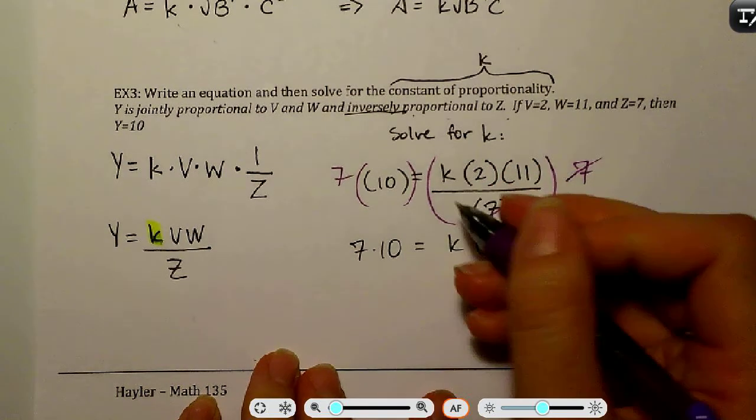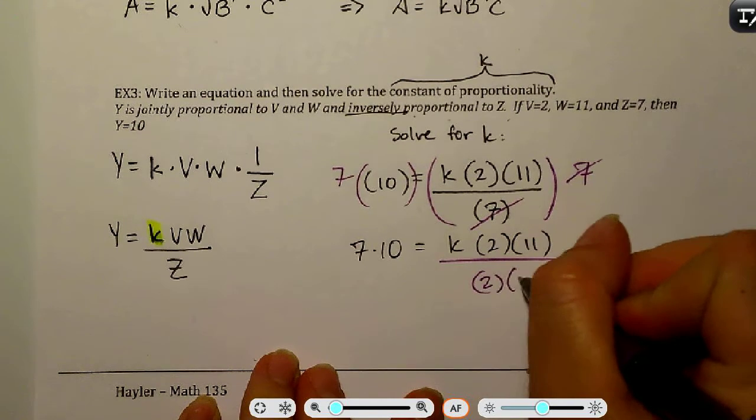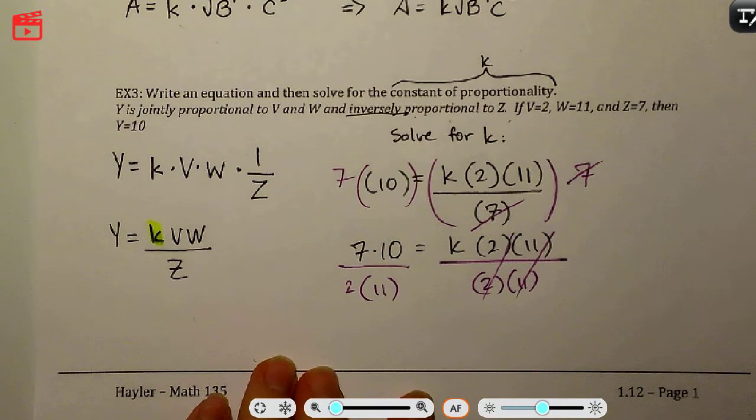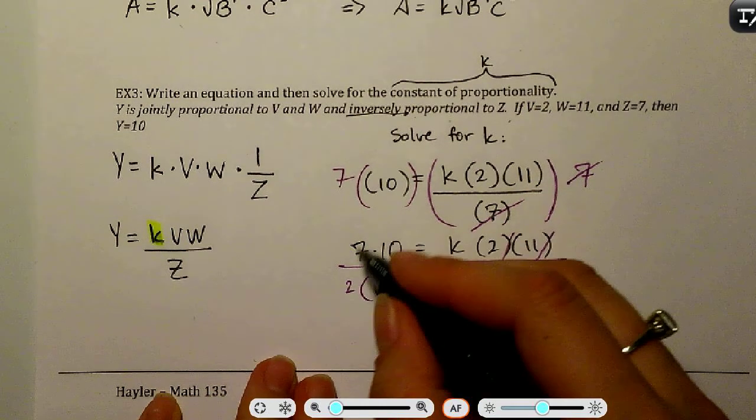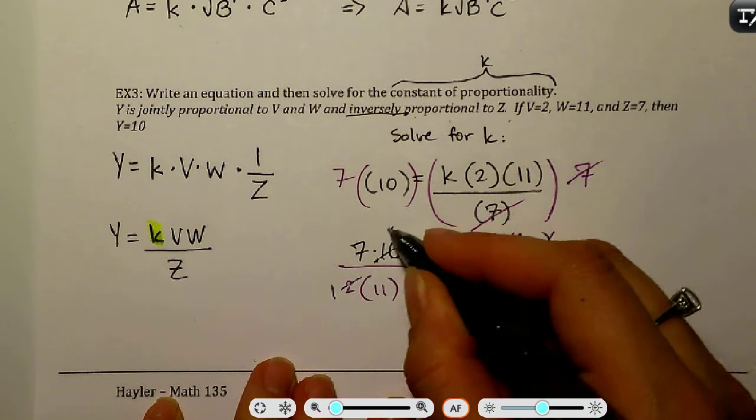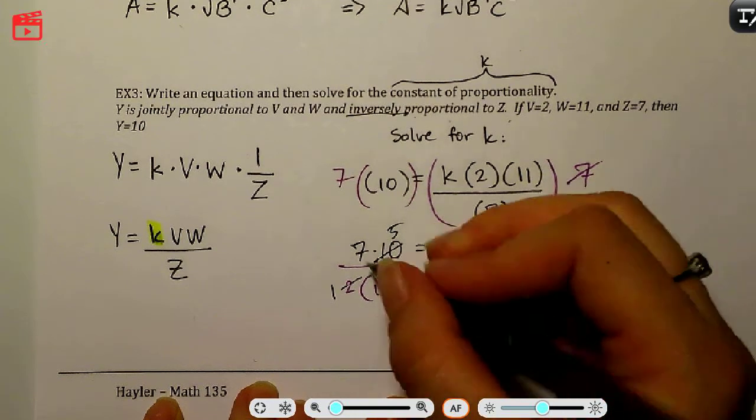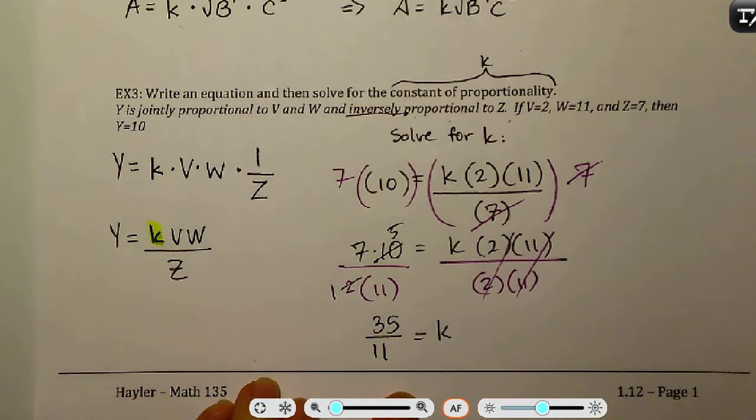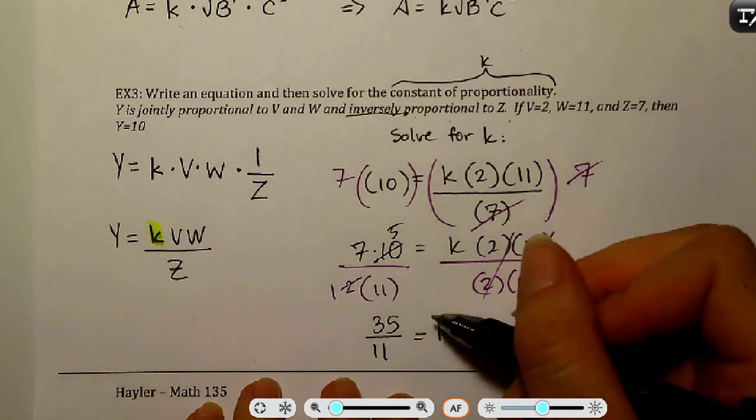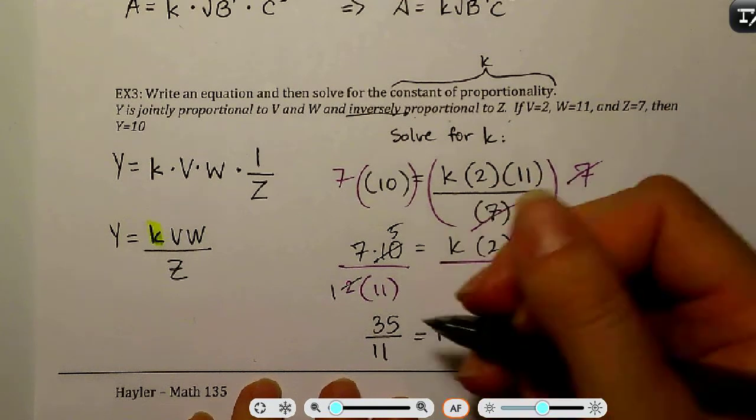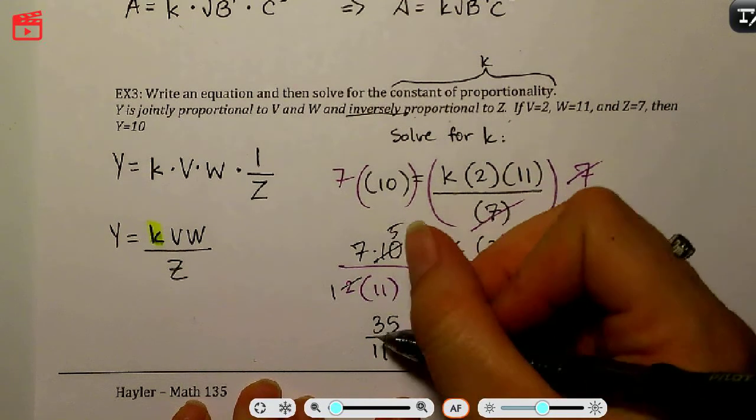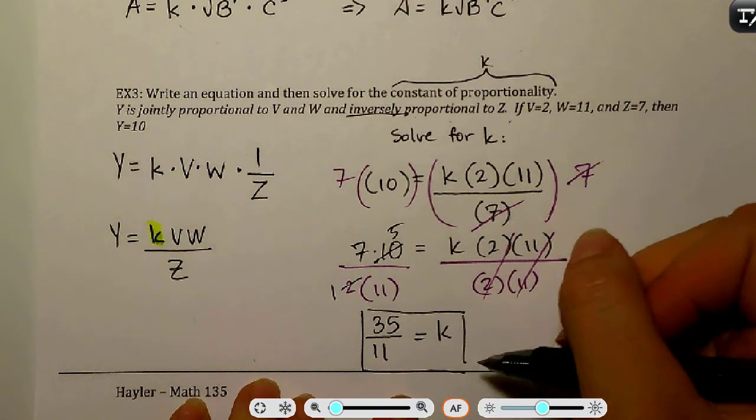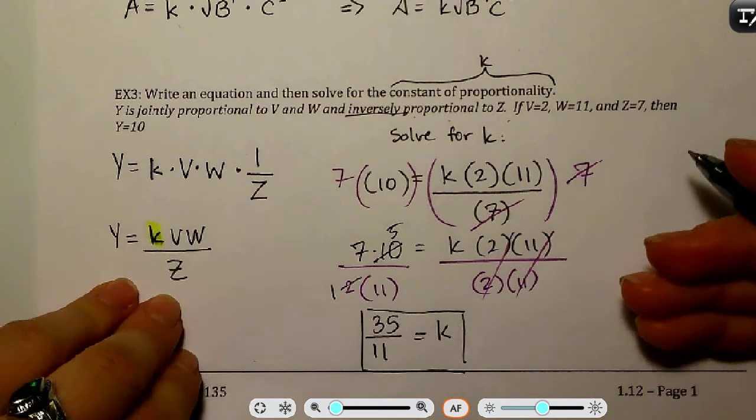Let's divide both sides by 2 times 11. And let's simplify this side a little bit. I can simplify the 2 and the 5. So then I'm left with 7 times 5, which is going to be 35 over 11 equals k. And since I'm not told to answer in any specific form, as long as this is a simplified fraction, I'll accept that. You could put the decimal if you wanted to. So there right there is my constant of proportionality. Proportionality. That's a big word.